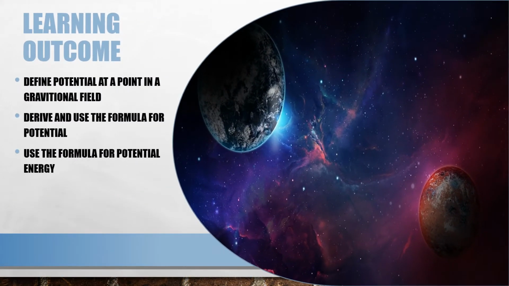The learning outcome for today's lesson is to define potential at a point in a gravitational field, to derive and use the formula for potential and use the formula for potential energy.